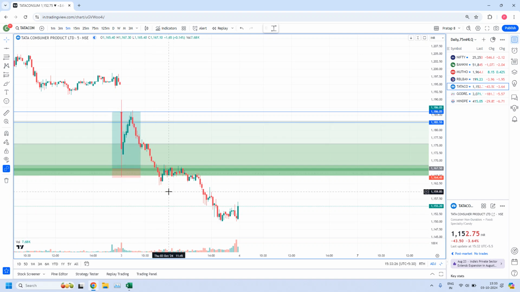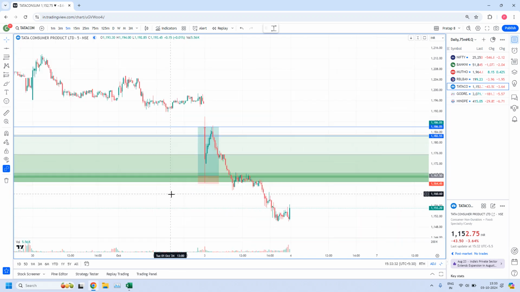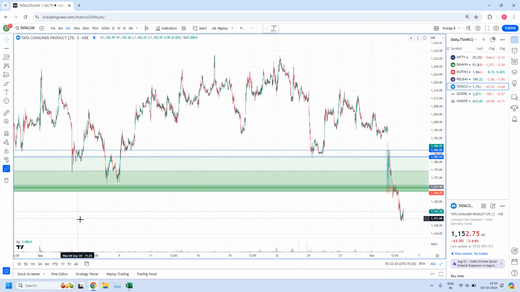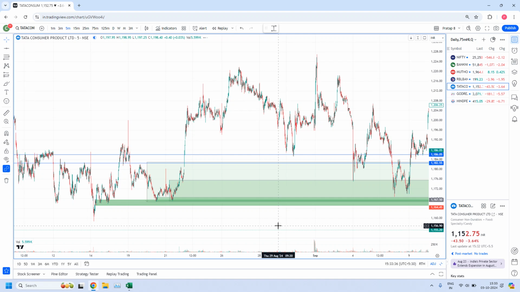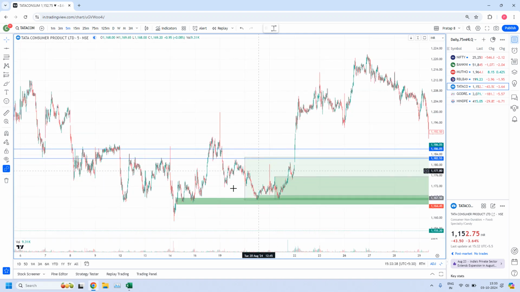That's why high liquidity zones always give us very good profits compared to any other demand and supply zones. And moreover, this 5 minutes high liquidity zone also acted as a horizon to the entire daily high liquidity zone. That is another reason why it is so powerful.